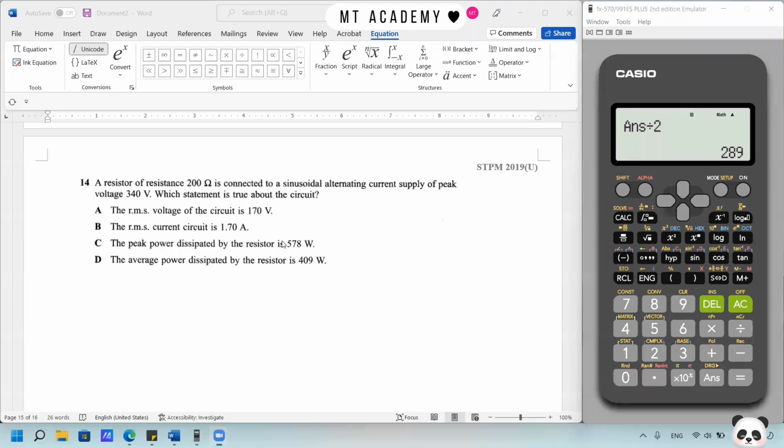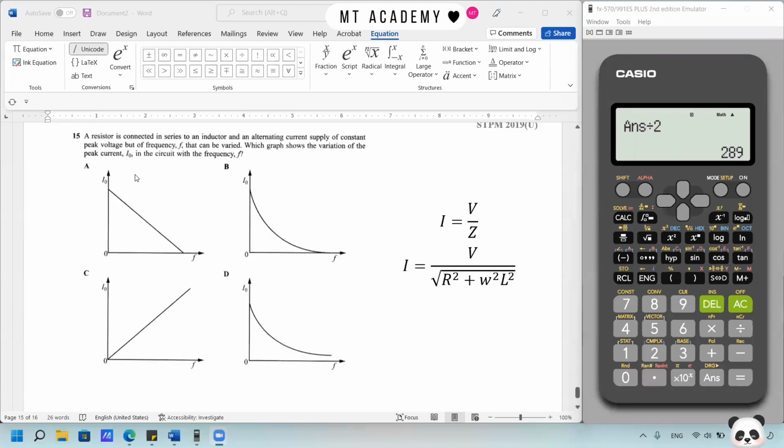So last question for today. We have a resistor connected in series to an inductor and an alternating current supply of constant peak voltage but of frequency that can be varied. So a resistor with an inductor, that is an RL circuit. Which graph shows the variation of the peak current with the frequency? So we learned that current is the ratio of the applied voltage to the impedance, and the impedance is equal to the square root of R square plus the reactance of the inductor, which is omega L, squared.